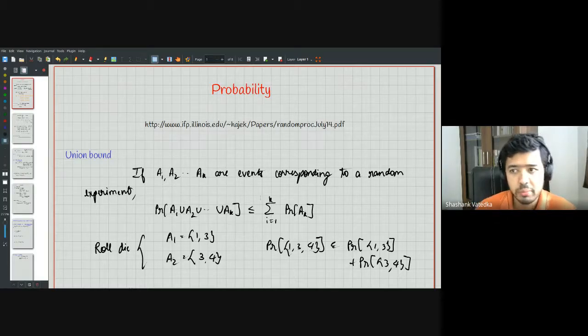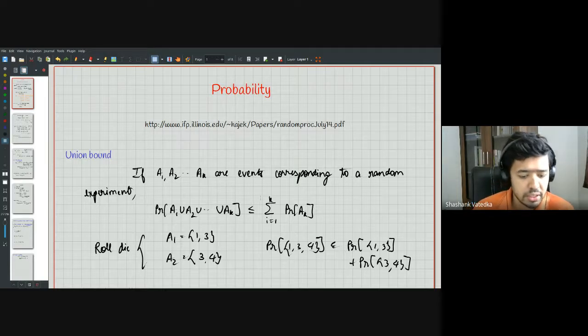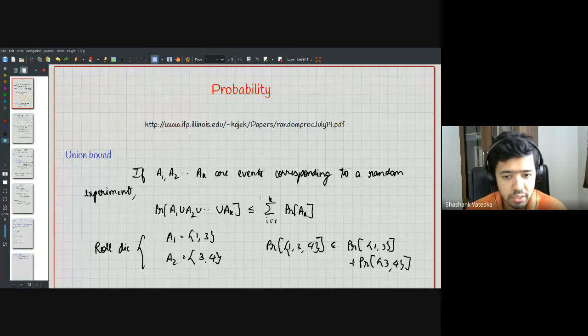So let's do a quick recap before we start. In the last class, we were discussing basics of probability. Basically, these tools will be used to prove all our results in information theory.